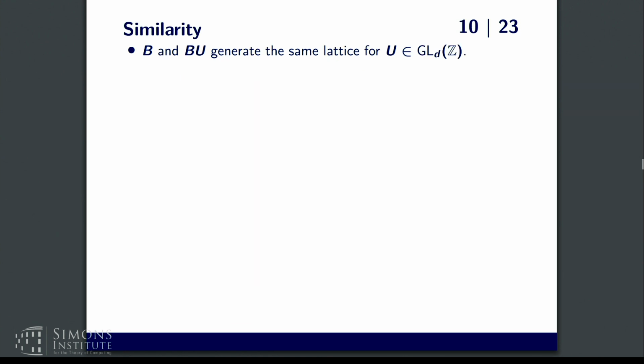Okay, now a quick note about the similarities. Well, if you have a lattice basis B, and you have a basis B times some unimodular U, so it's just a basis transformation, then we know that they generate the same lattice. And we can do something similar for quadratic forms, but then you get this U transpose Q U.